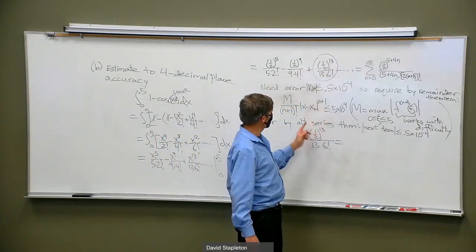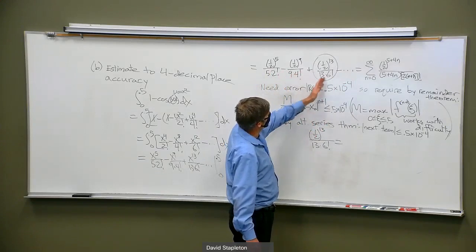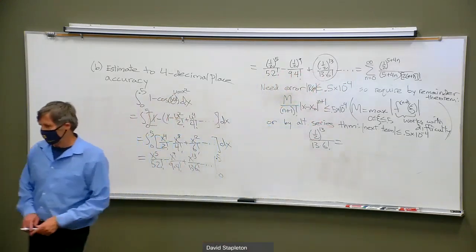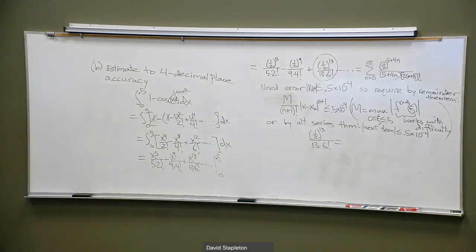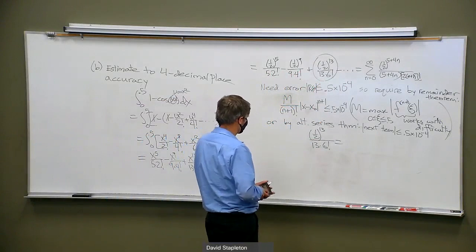So what you do, by the alternating series theorem, is you take enough terms that the next term is less than 5 times 0.5 times 10 to the minus 4, and that will guarantee your error is less than that. All right, so let's try that. I think that one might be small enough.